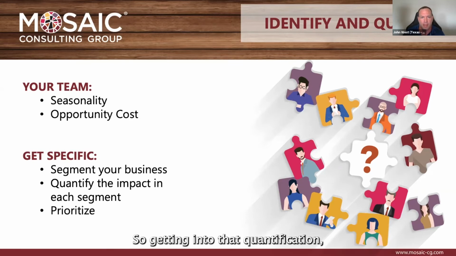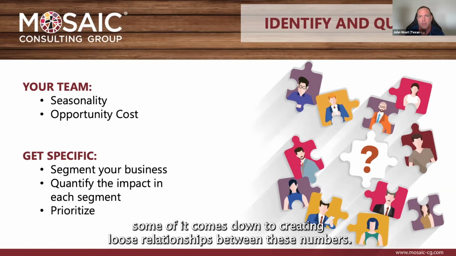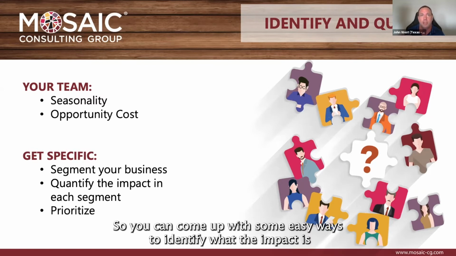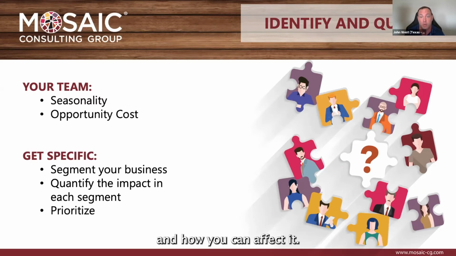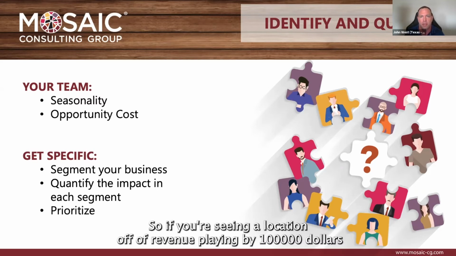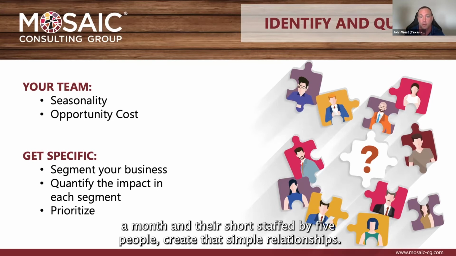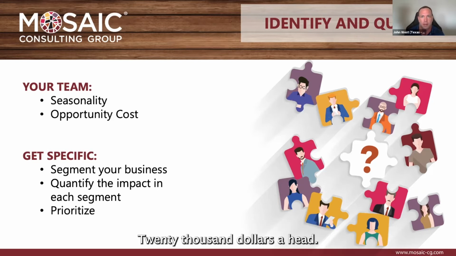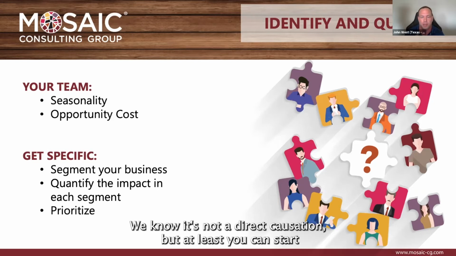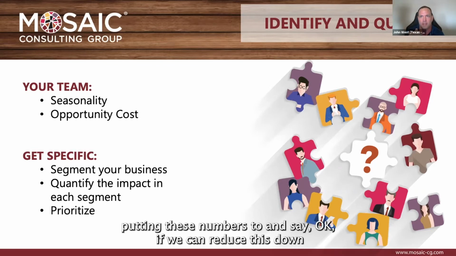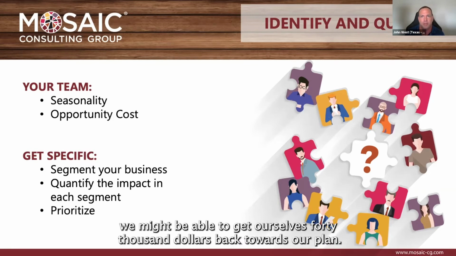So getting into that quantification, some of it comes down to creating loose relationships between these numbers. So you can come up with some easy ways to identify what the impact is and how you can affect it. So if you're seeing a location off of revenue plan by $100,000 a month and they're short staffed by 5 people, create that simple relationship. It's $20,000 a head, right? We know it's not a direct causation, but at least you can start putting these numbers to it and say, okay, if we can reduce this down by a couple head counts, we might be able to get ourselves $40,000 back towards our plan.